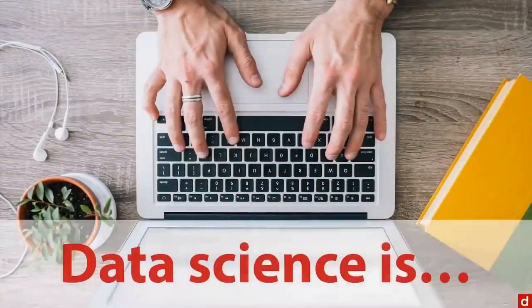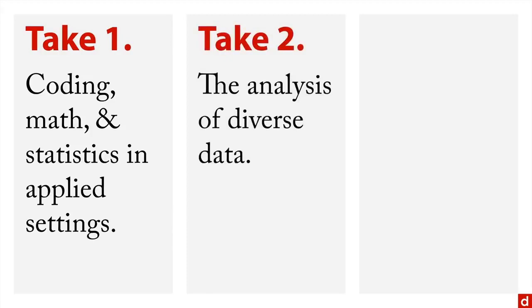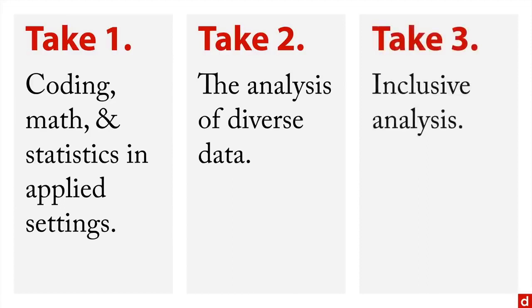Now, data science can be defined in a few ways. I'm going to give you some short definitions. Take one, my definition is that data science is coding, math, and statistics in applied settings. That's a reasonable working definition. But if you want to be a little more concise, take two: data science is the analysis of diverse data, or data that you didn't think would fit into standard analytic approaches. A third way to think about it is that data science is inclusive analysis. It includes all of the data, all of the information that you have, in order to get the most insightful and compelling answer to your research questions.